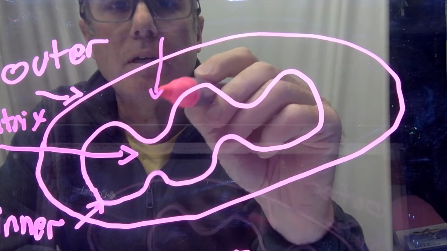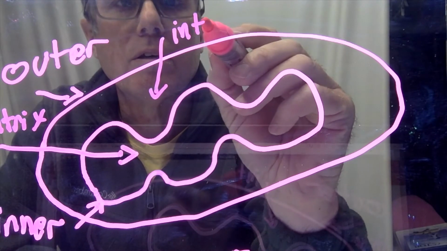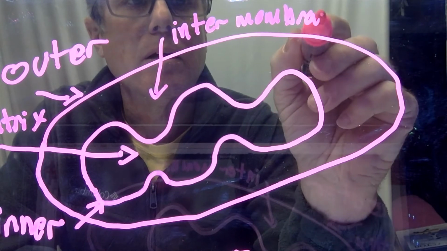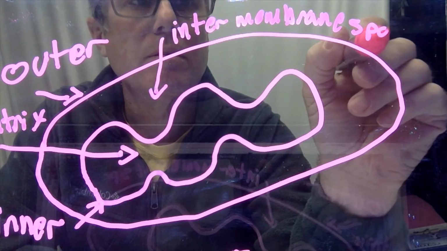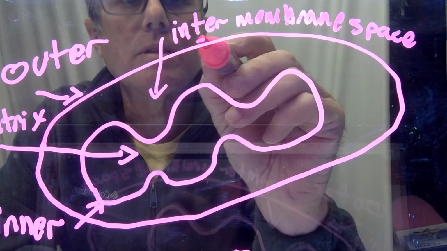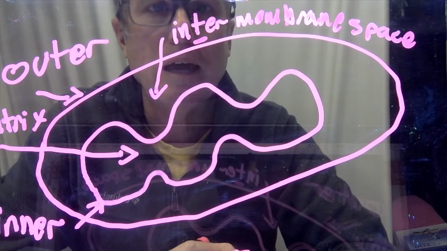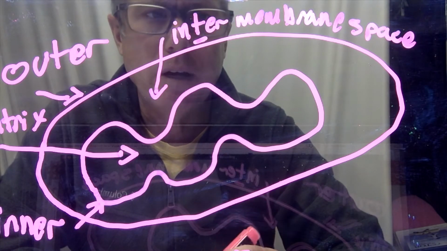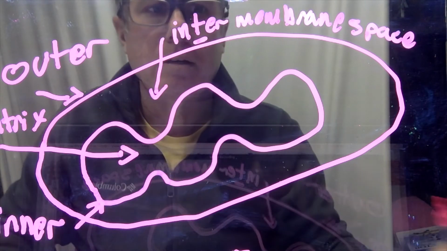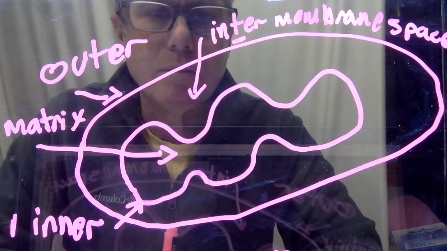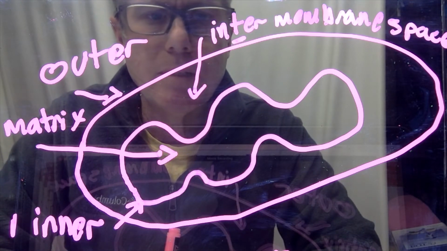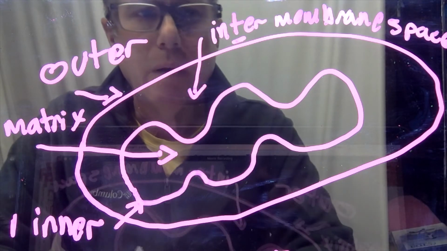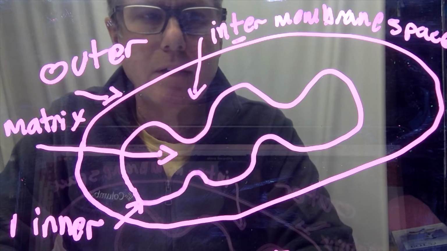And this is the intermembrane space. Inter with a T, not inner with an N. Inter, it's between the two membranes. I also might ask you where things are happening. Protons moving during electron transport. Where are they moving during ATP synthesis? Where is pyruvate moving in stage 2?